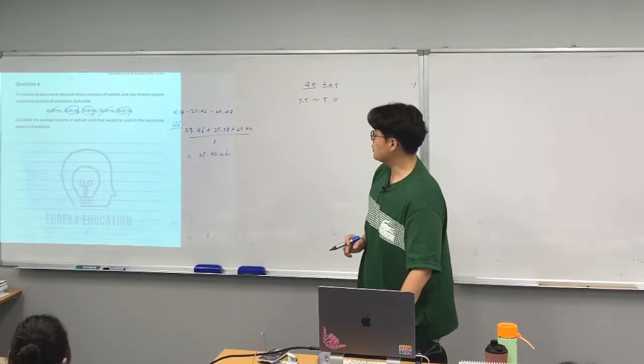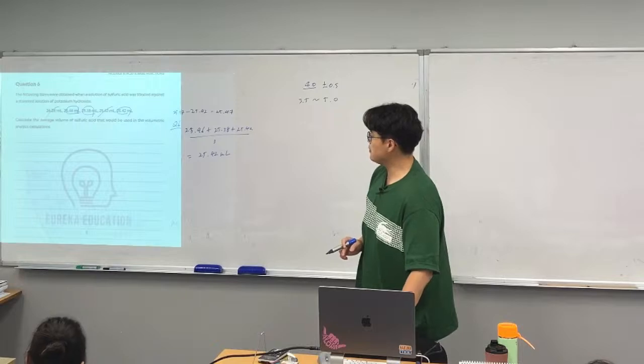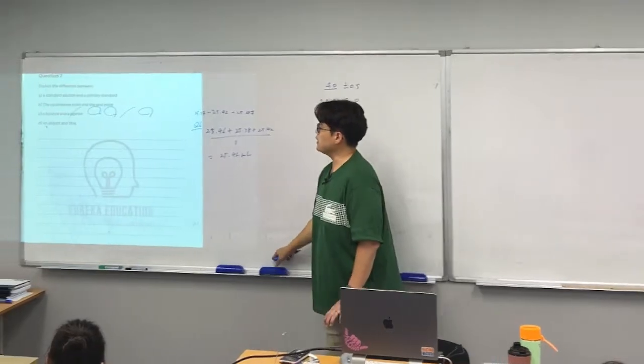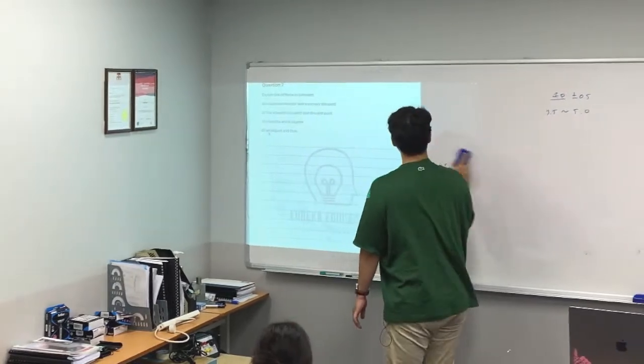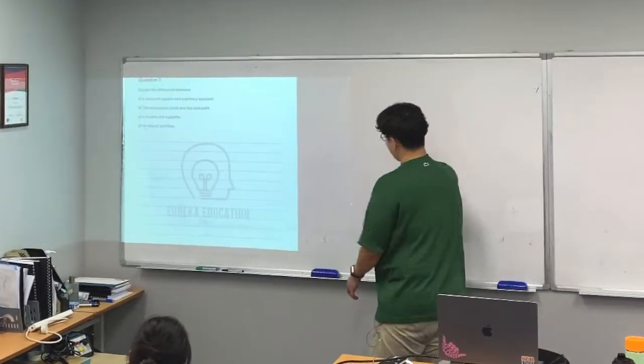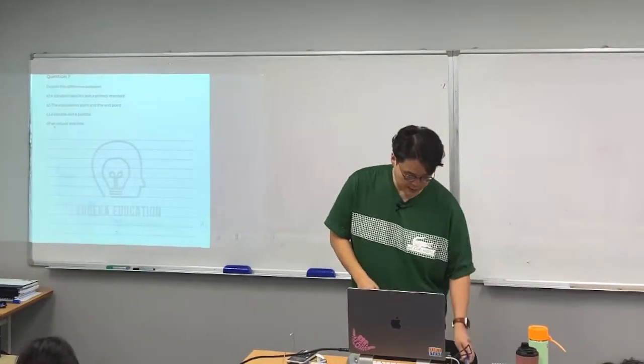Okay, some practical skills test related questions. Question 7: explain the differences between, first, a standard solution and a primary standard. Let's start from part A, standard solution and primary standard.